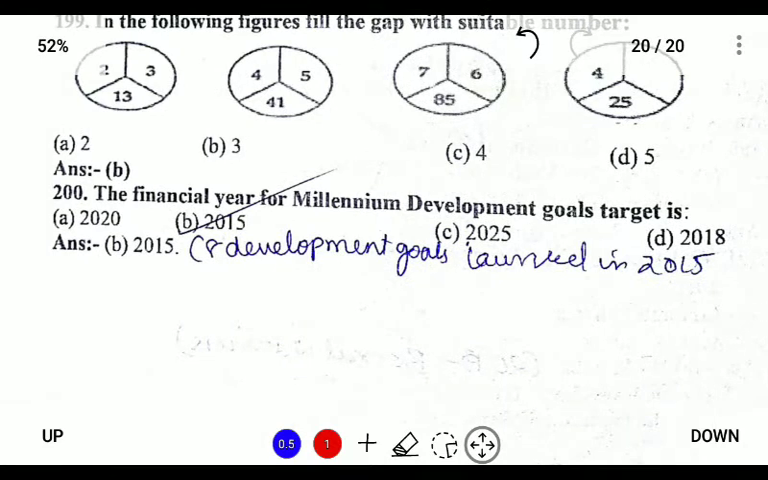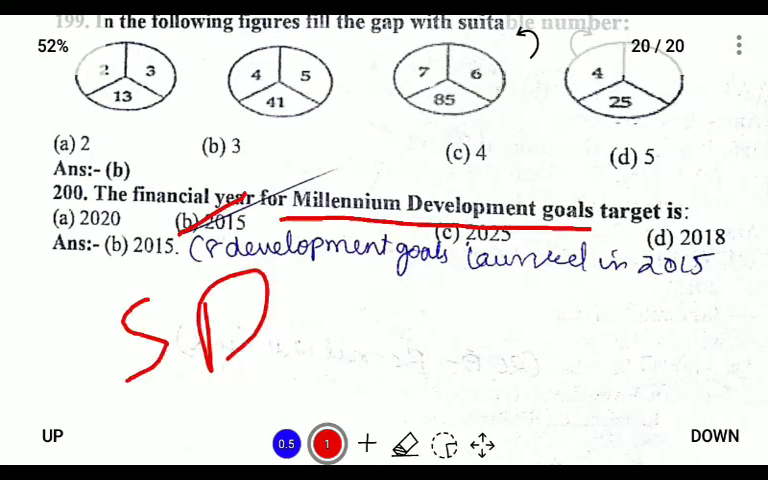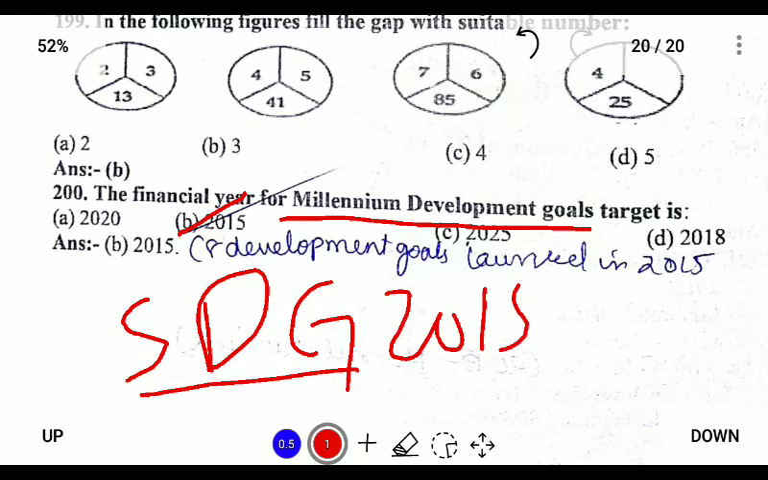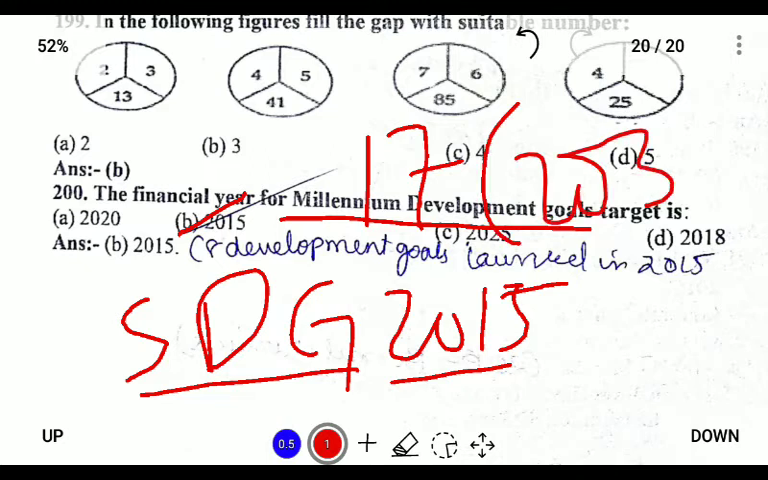The last question is the target year for Millennium Development Goals is 2015. However, the Millennium Development Goals were replaced by the Sustainable Development Goals, which were announced in 2015. It provided for 17 goals to be achieved by 2030. So the latest goal is the Sustainable Development Goals.